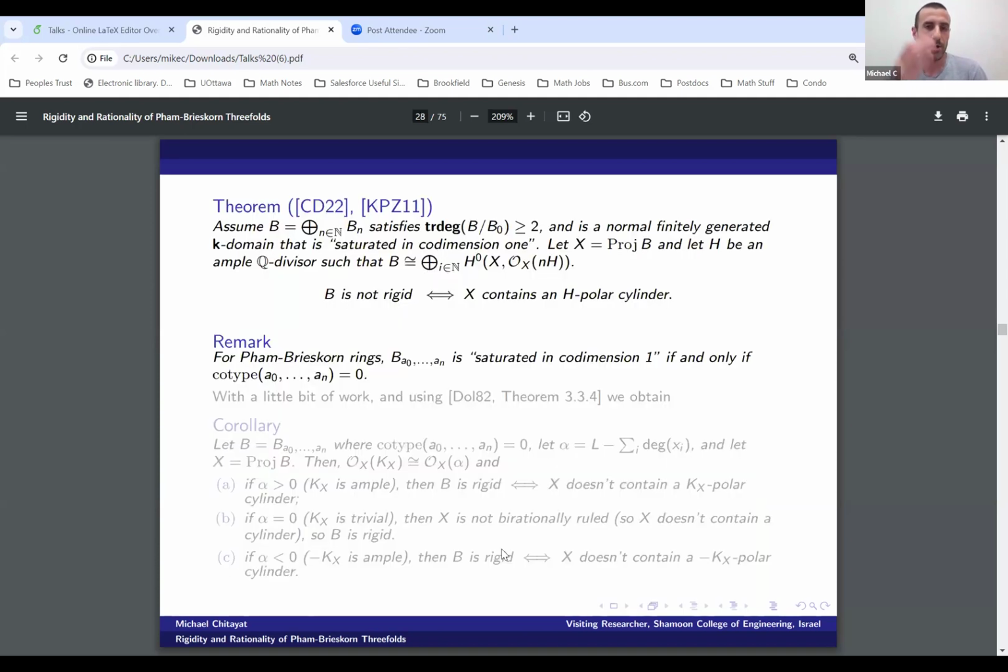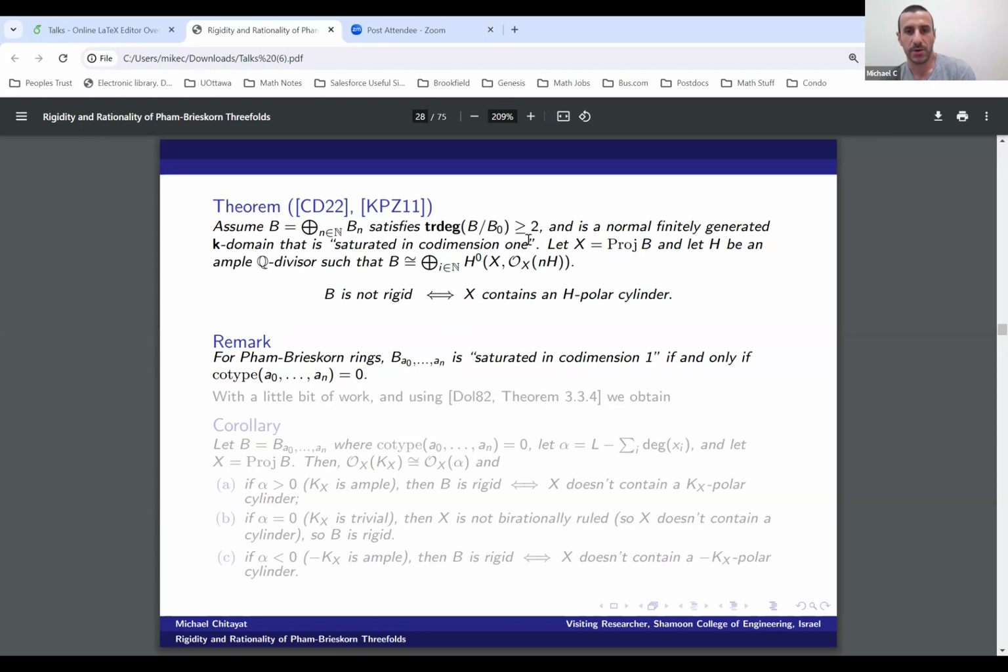So now I want to tell you about a theorem which was originally proved by Kishimoto, Prokhorov, and Zaidenberg about 15 years ago. And this is really nice because it compares the rigidity of a graded ring B with cylinders in Proj B. So we assume that B is a graded ring of transcendence degree 2 over B0. So in our case, B0 is just the base field C. And we assume our ring is normal, finitely generated, and a domain.